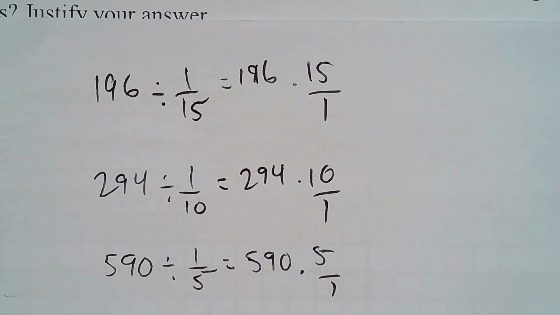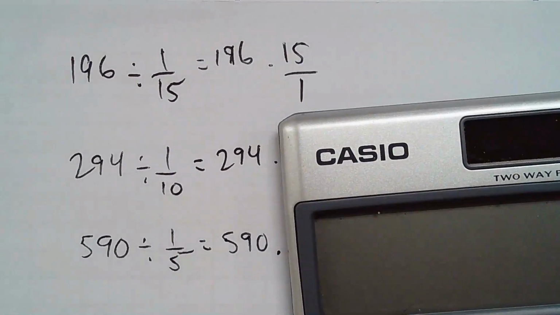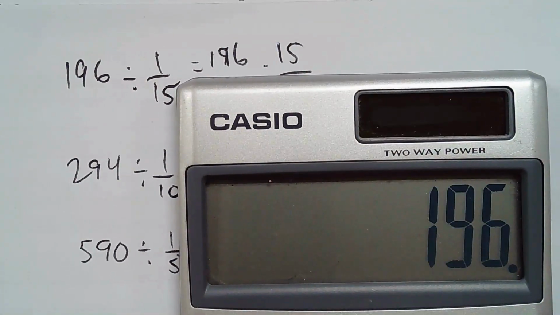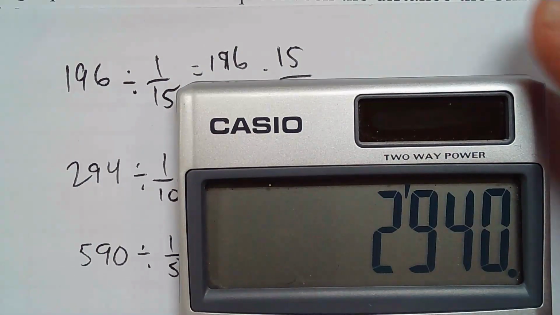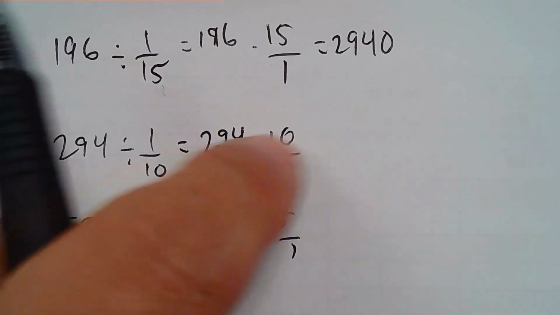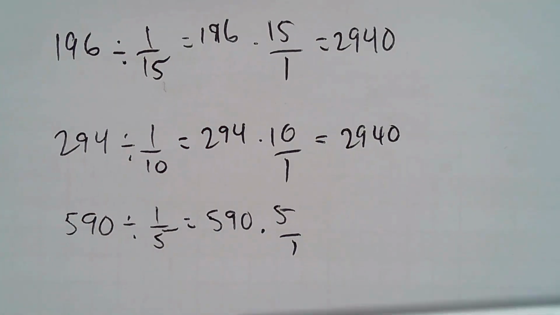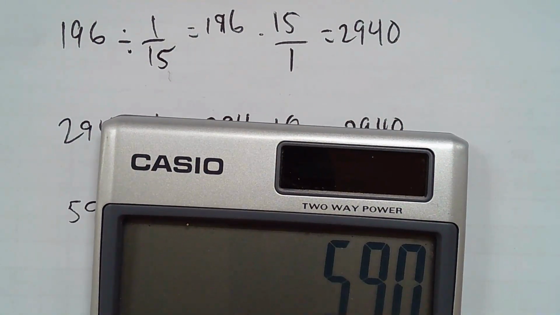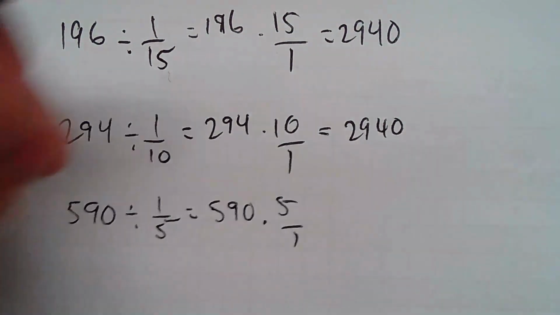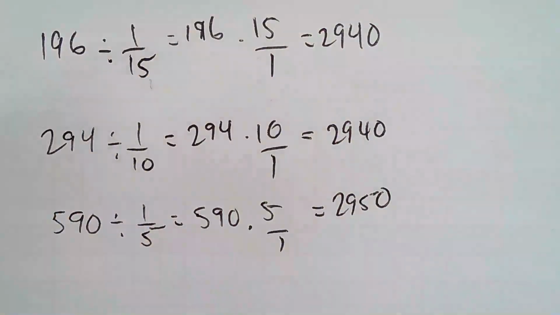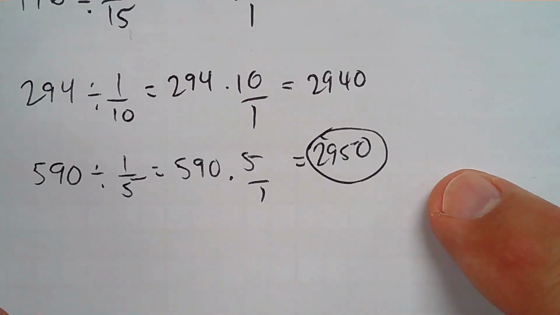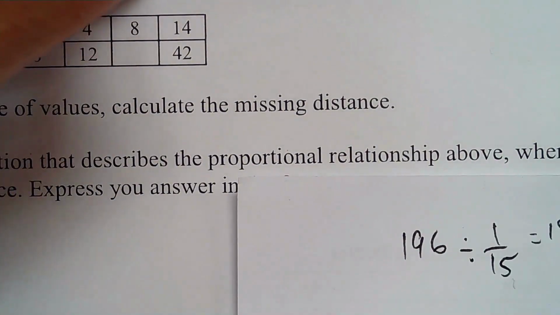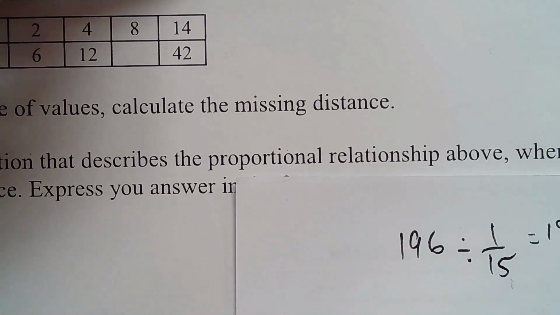And I got my calculator. Here's my calculator. So 196 times 15 is 2940. So it's going to be proportional if all three products are the same. This is 2940 as well. And 590 times 5 is 2950. So because this is a different rate, it is no. So I would say no.